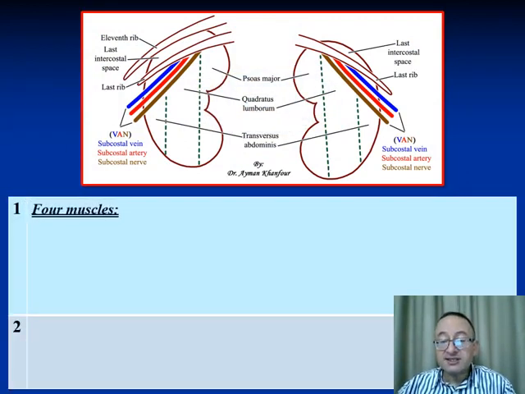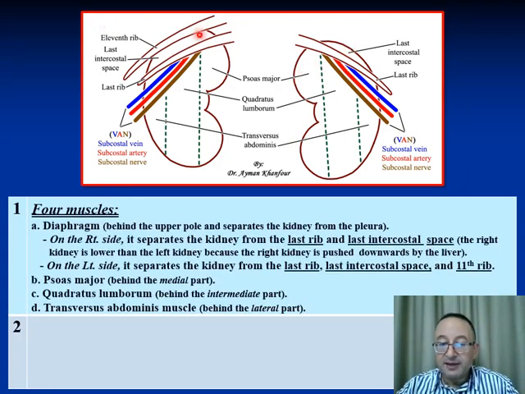The 4 large structures, they are 4 muscles. The first one. Do you remember when we studied the diaphragm? We said that it is umbrella shaped, so it gives a cover to all the upper abdominal organs. So the first one is the diaphragm. But here it is separated from the back of the right kidney by the last intercostal space and the last rib, but on the left side, the 11th rib, 11th intercostal nerves and vessels, and last rib.